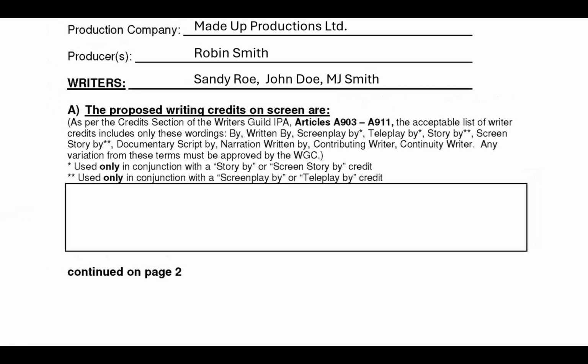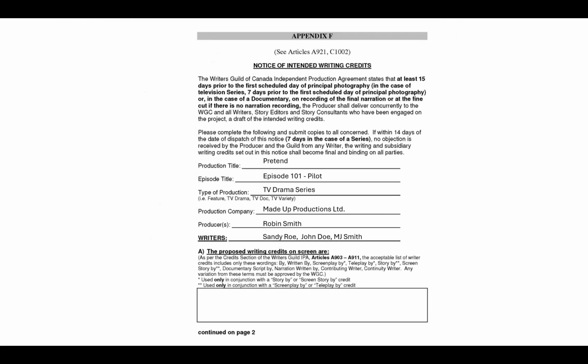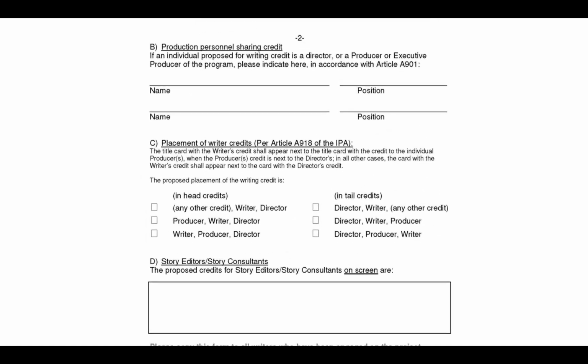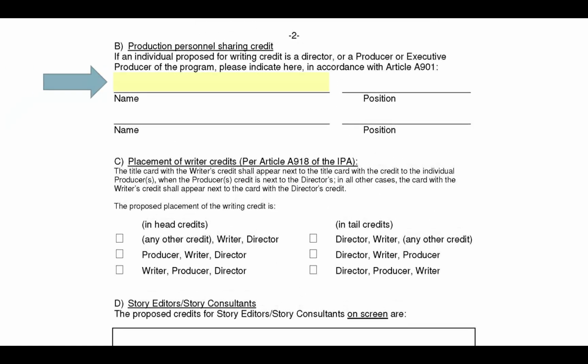Moving on to page 2. The blanks in section B are to identify anyone who is proposed for credit who is also a director, producer, or executive producer on the production. Section C is where you check the box to indicate what order the card for writing credit will appear, in either the head or tail credits. These are the only possible combinations as per the IPA.